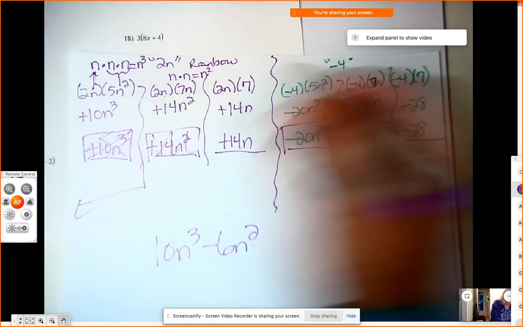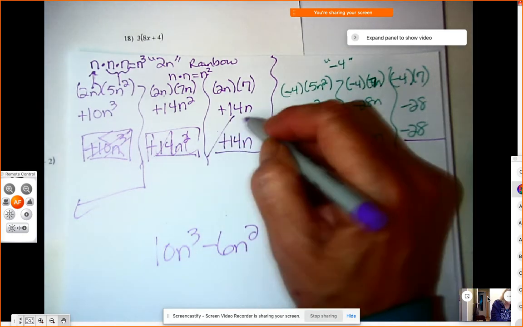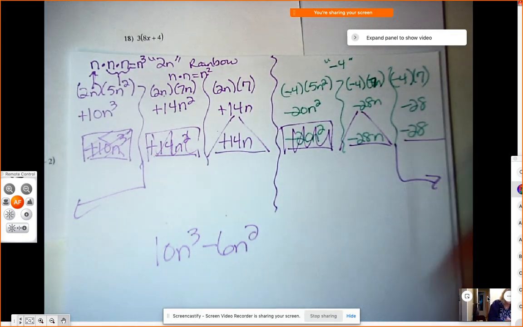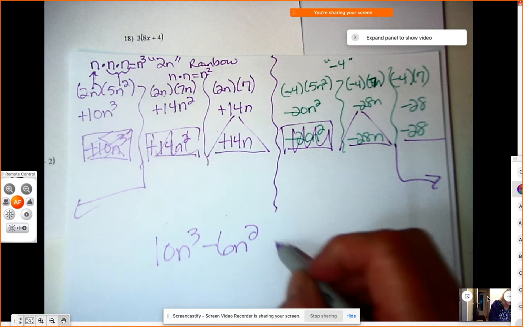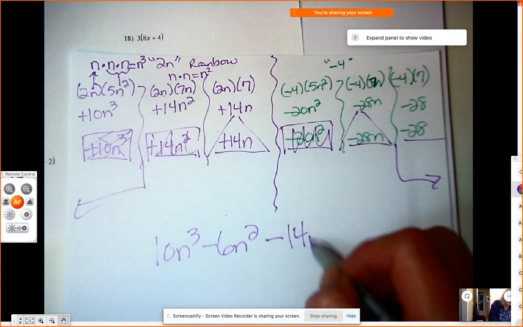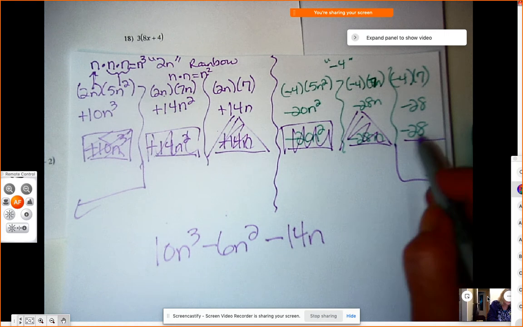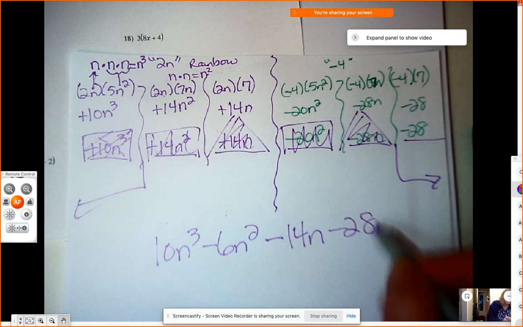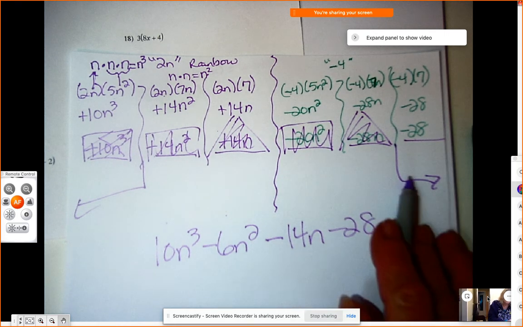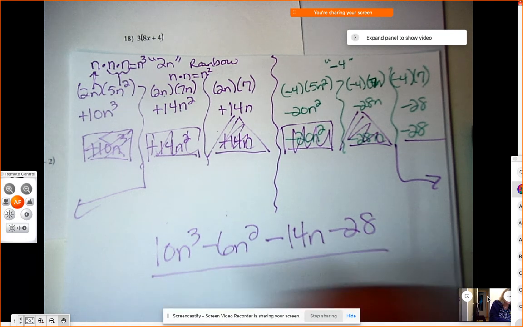Cross them off. Next up, we've got just n. That's n to the 1st power. Positive 14, -28, different signs, subtract. Keep the sign of the bigger number, then you'll be exact. And then I just have this -28. So I started with 6 terms, and then I combined like terms, and this is my final answer.